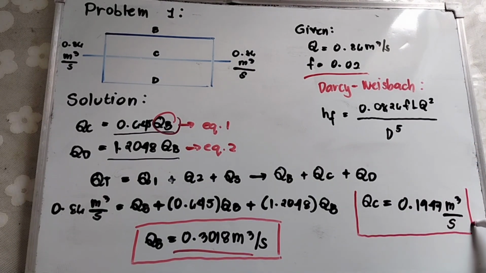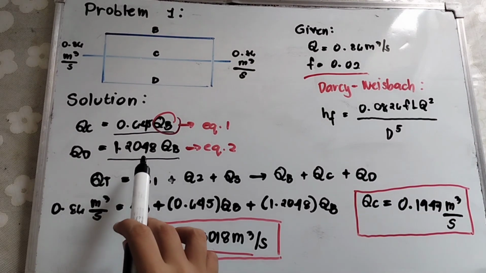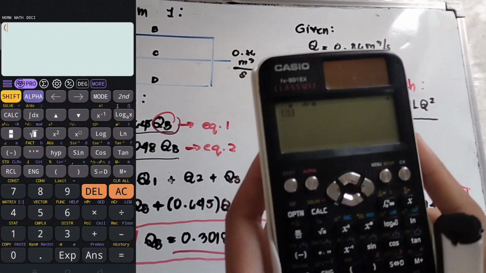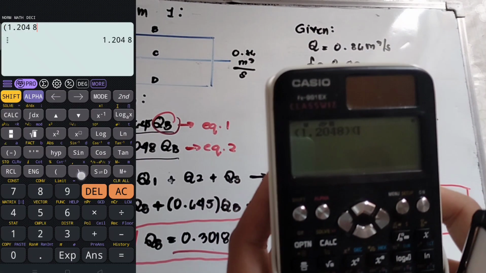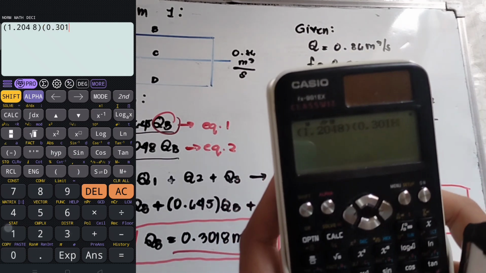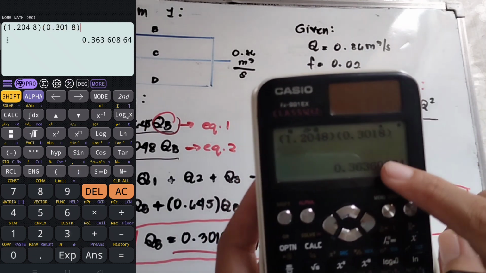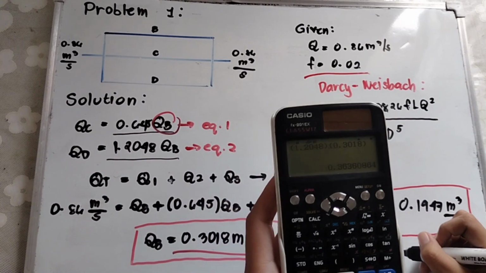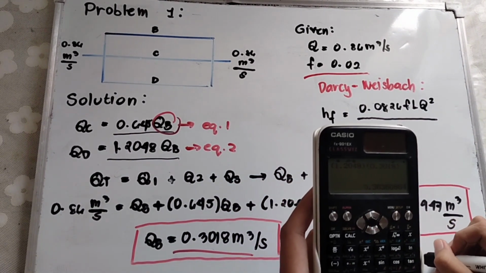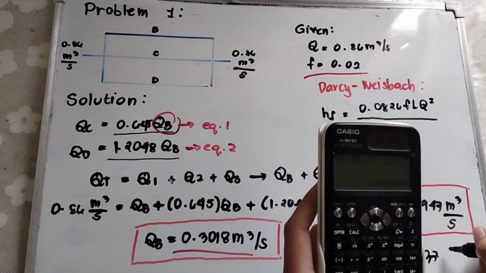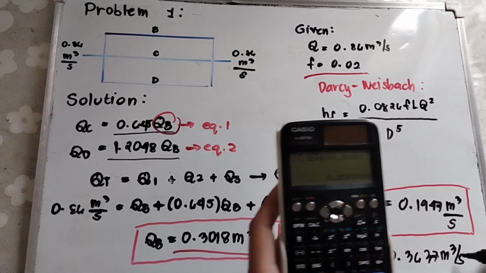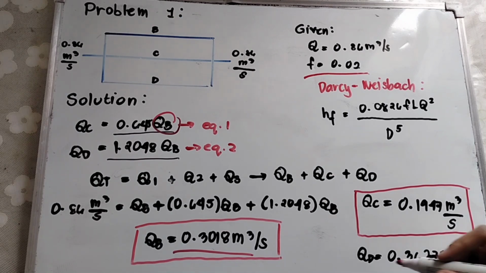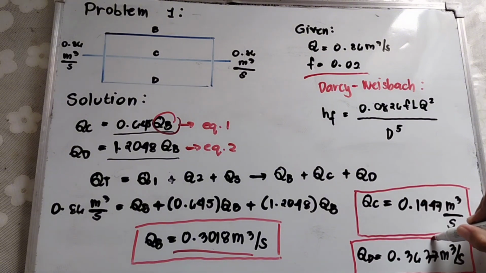Now, to find the value of the discharge at pipe D, again, we just simply need to use our equation number 2, which is 1.2048 times QB. Now, it will become QD is equal to 1.2048 times 0.3018, in which we came up with an answer of 0.37 cubic meters per second. This is how we will calculate the discharge or even the head losses of the parallel pipe using the Darcy-Weisbach formula.